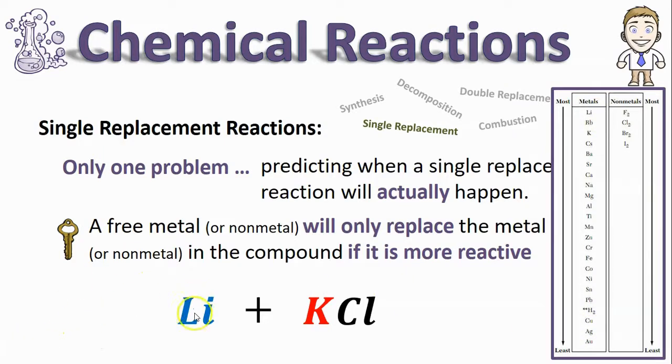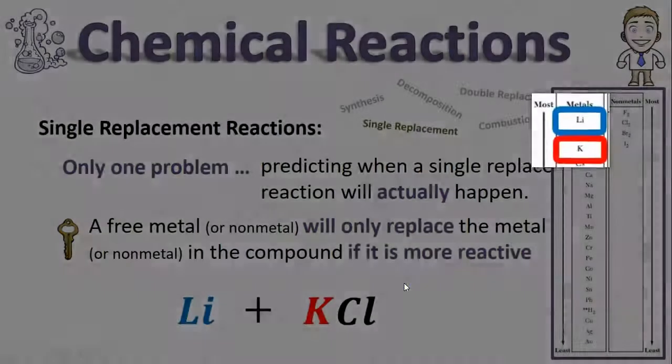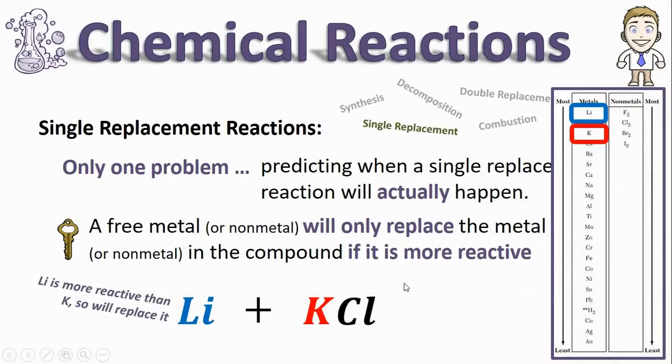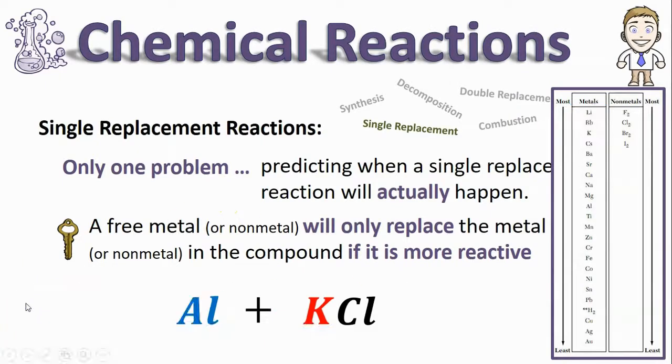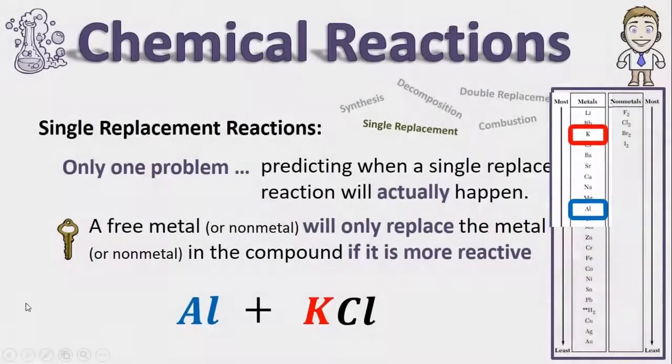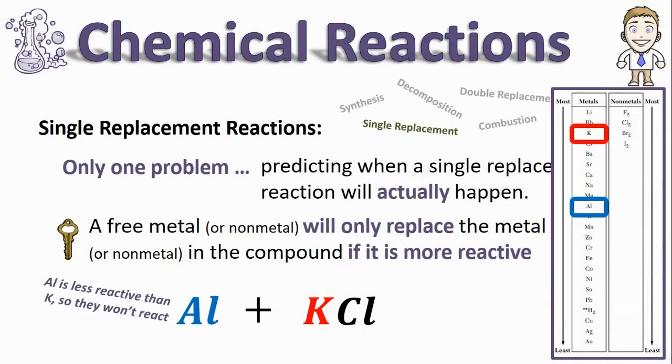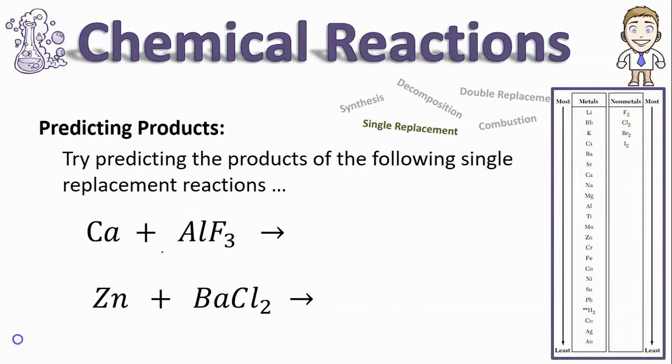So here with lithium reacting with potassium chloride, simply find your two metals, Li and K. Lithium is more reactive than potassium. It's higher on the list, so they will replace each other. If, however, we mixed aluminum with potassium chloride, aluminum is less reactive than potassium, so it will not replace and you won't get a reaction at all. Now let's apply all these skills and try to predict some products of single replacement reactions.